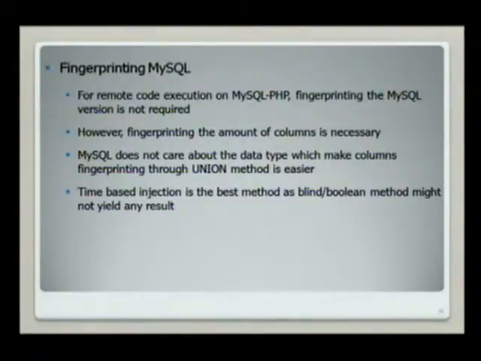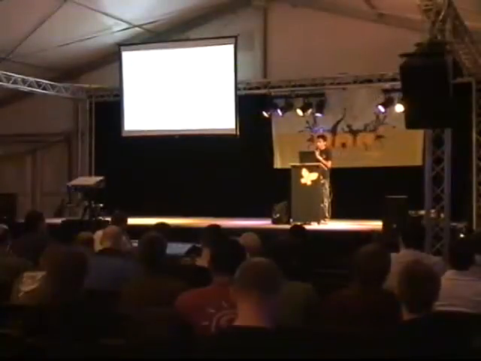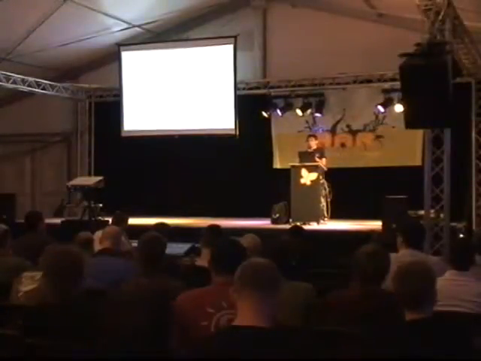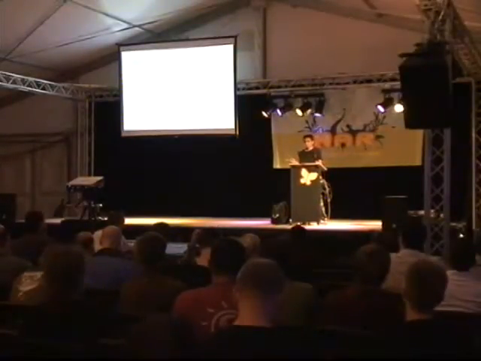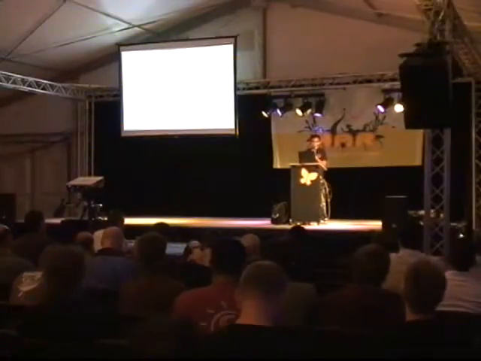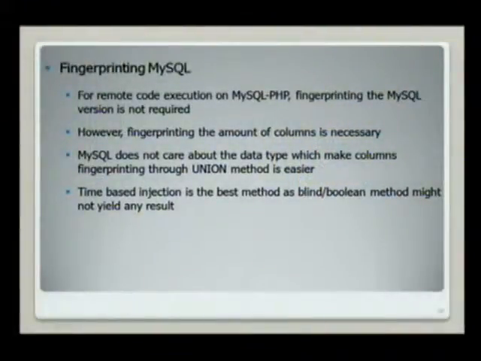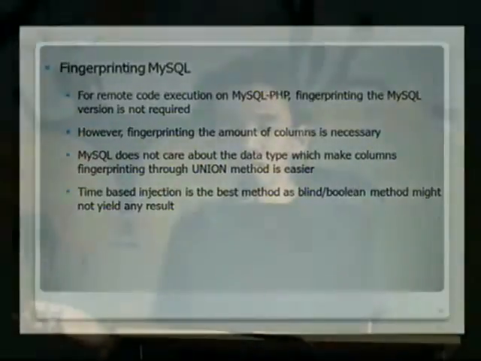However, when you want to attack MySQL with PHP, you need to know the number of columns required in your second query, because basically you are only able to use UNION SELECT. In a UNION SELECT, your second query should have the same number of columns as the first query. But the cool thing about MySQL is that it doesn't care about data type. So it doesn't care what data type you have in the columns of the first query, because if you use a different data type in the second query, you'll still be able to fingerprint it.